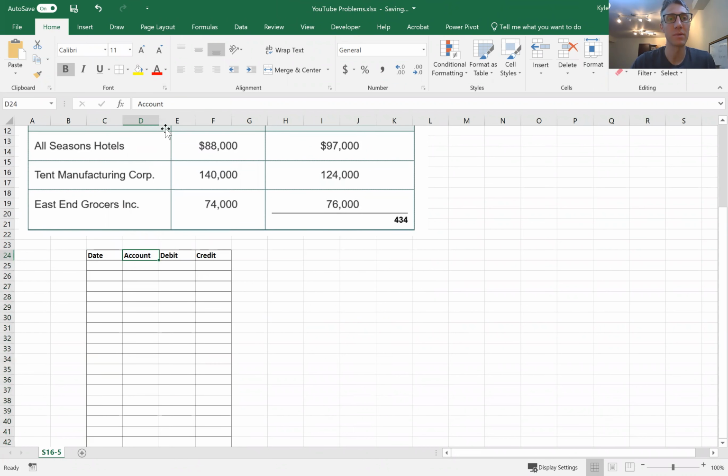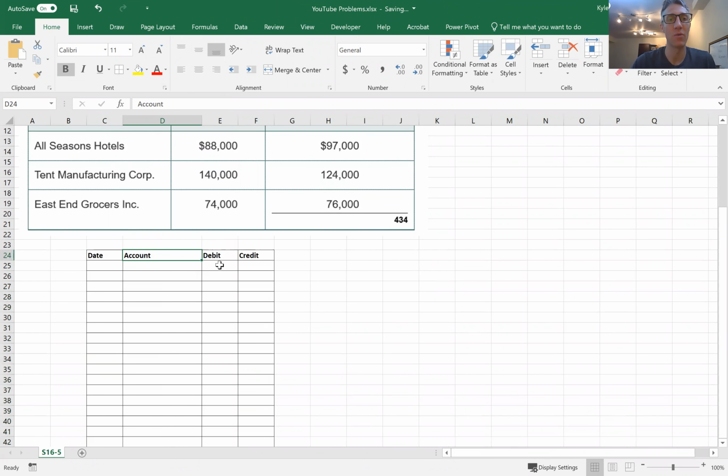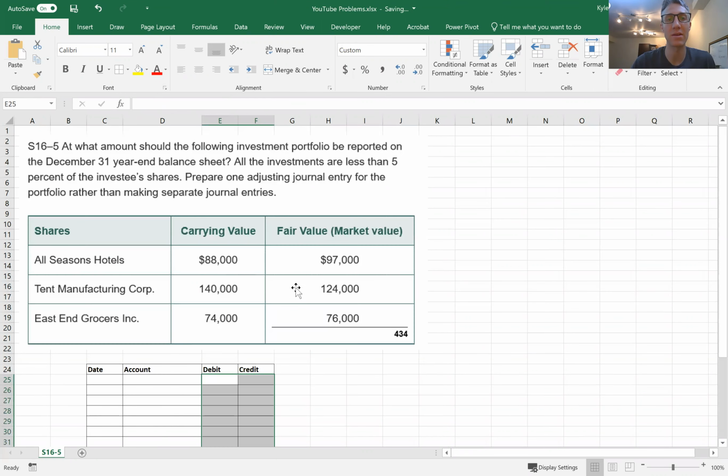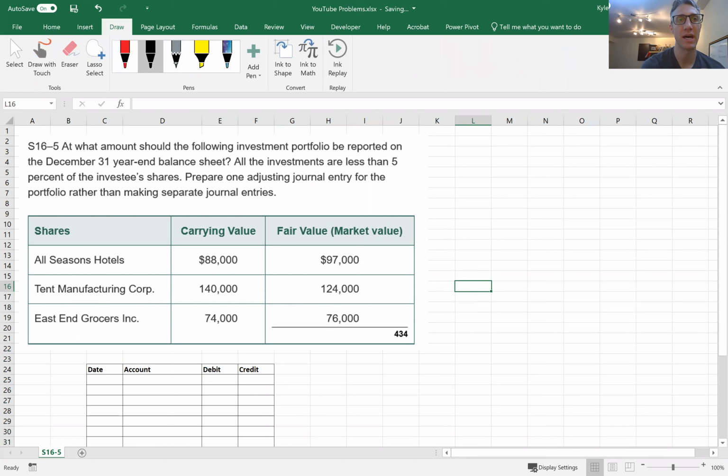Ultimately, we need to decide at what value these investments should be reported on the year-end balance sheet. A couple of things jumped out at me. The first one is that all of the investments are less than 5% of the investee's shares. So the investor has invested in less than 5% of another company for all three of these.